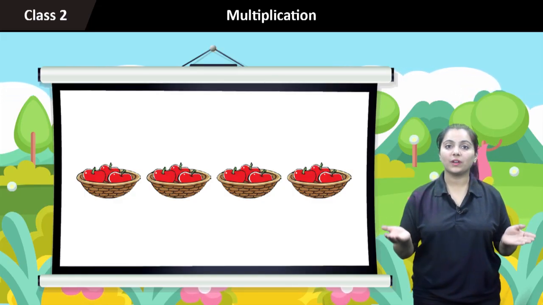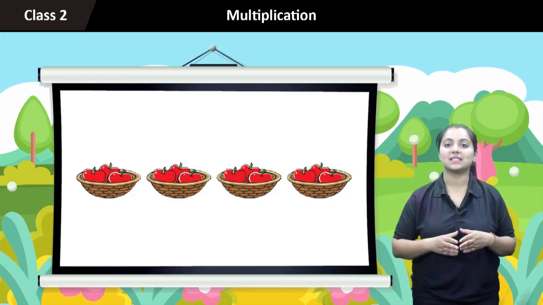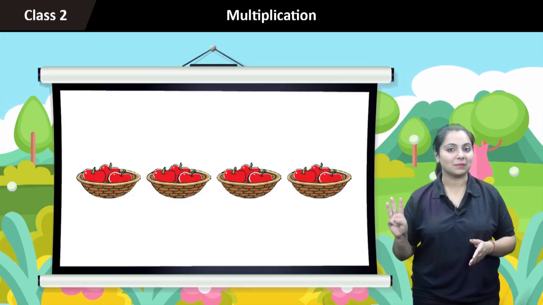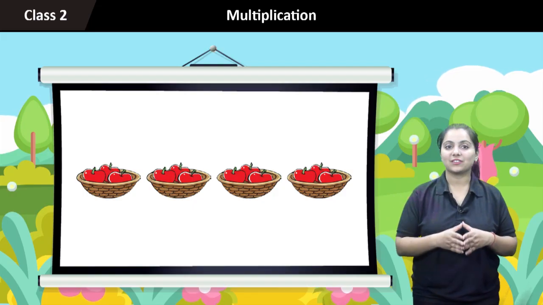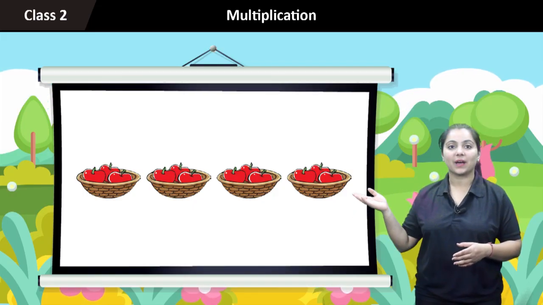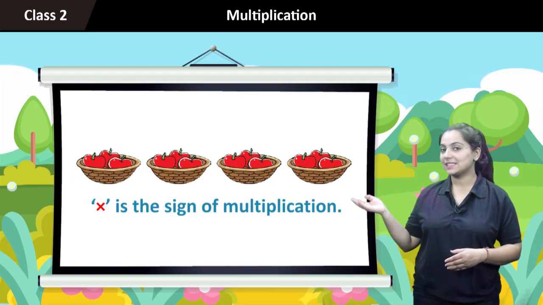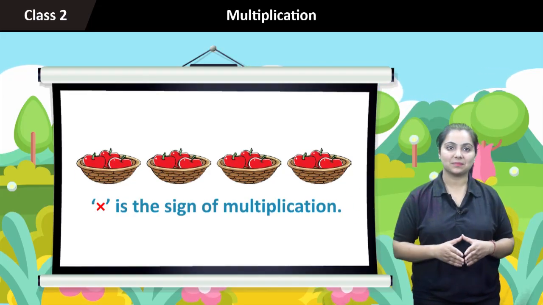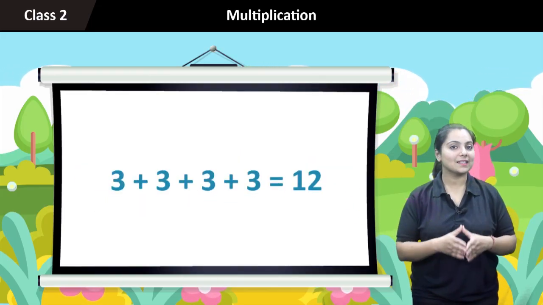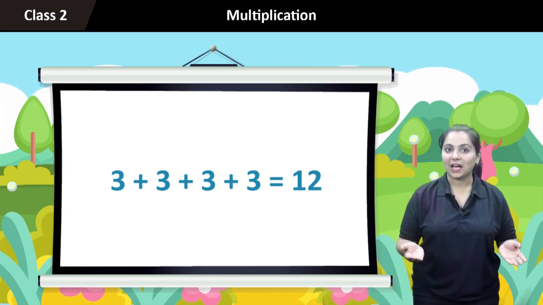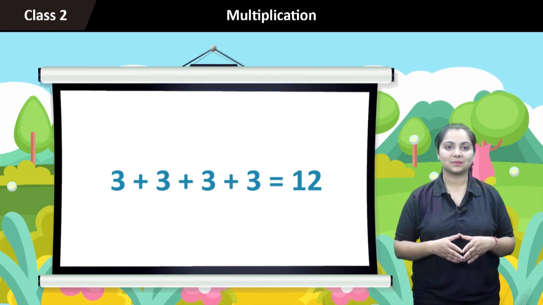As there are 4 equal groups of 3 apples each, we say it as multiply 3 by 4 and write 4 multiplied by 3. This is the sign of multiplication. So, instead of adding the same number again and again, we can multiply to find out the answer.